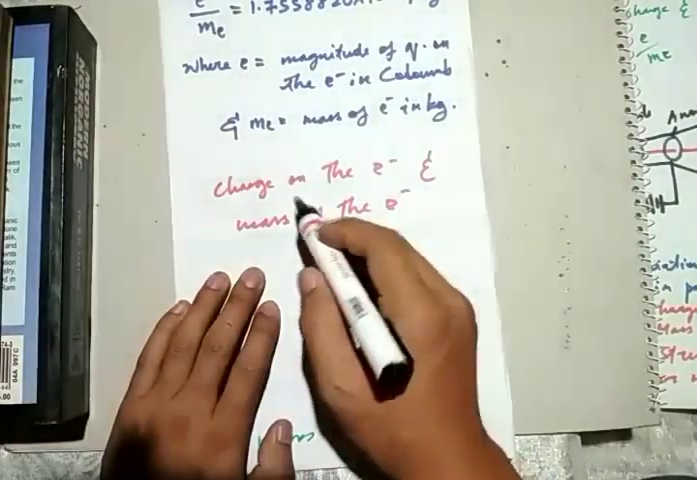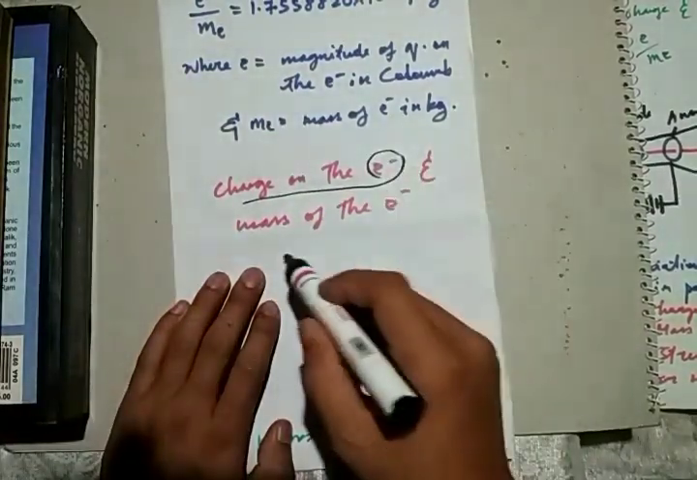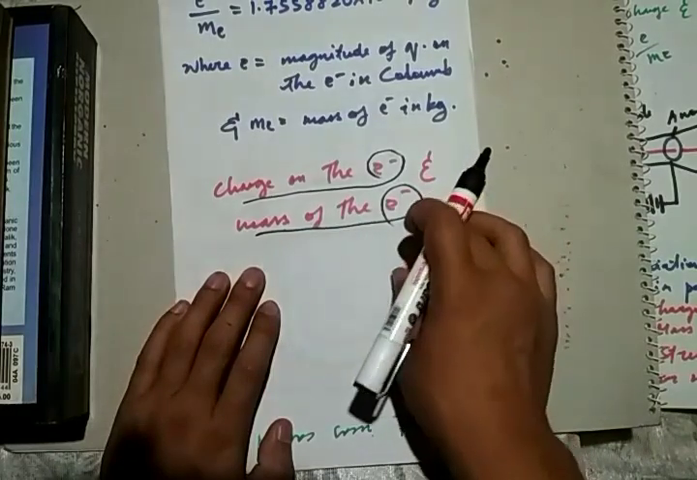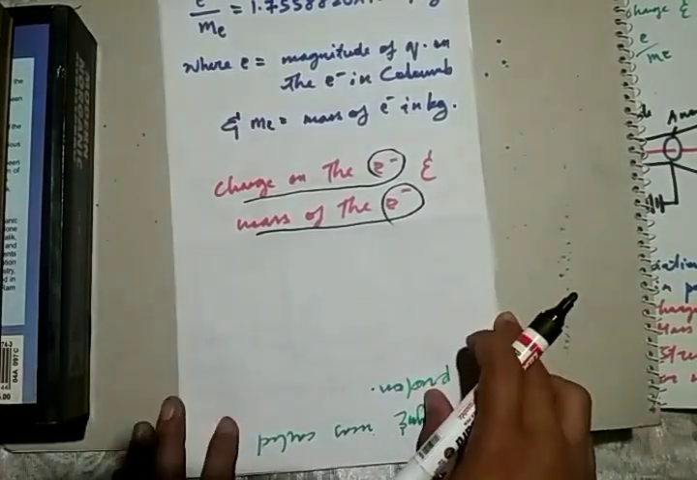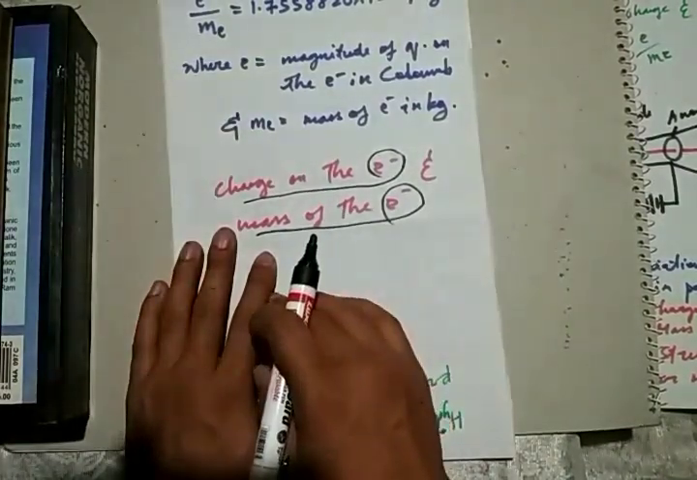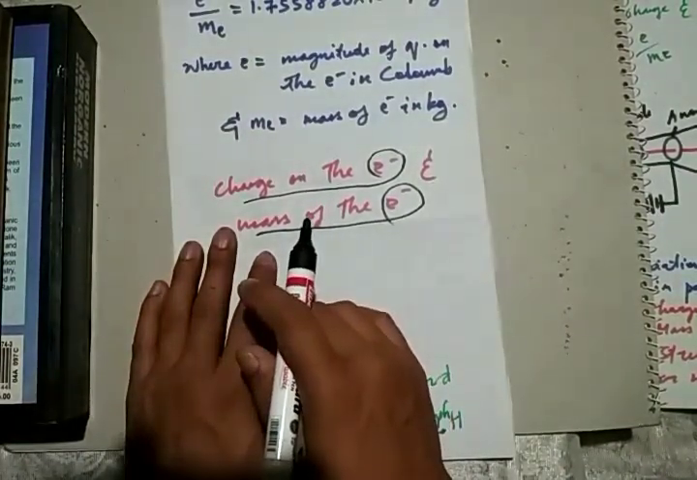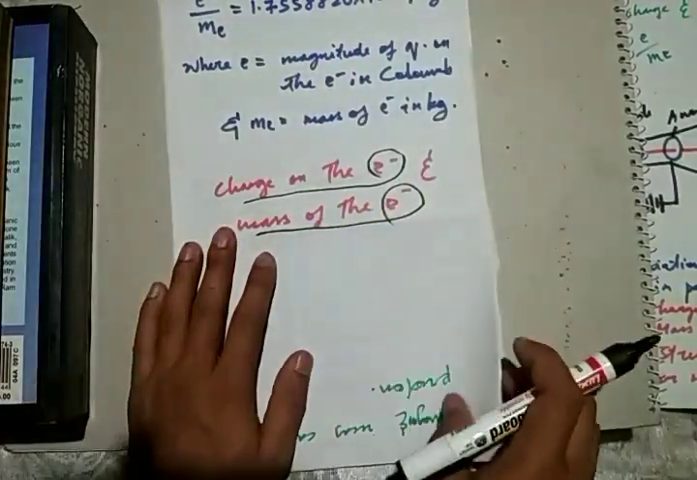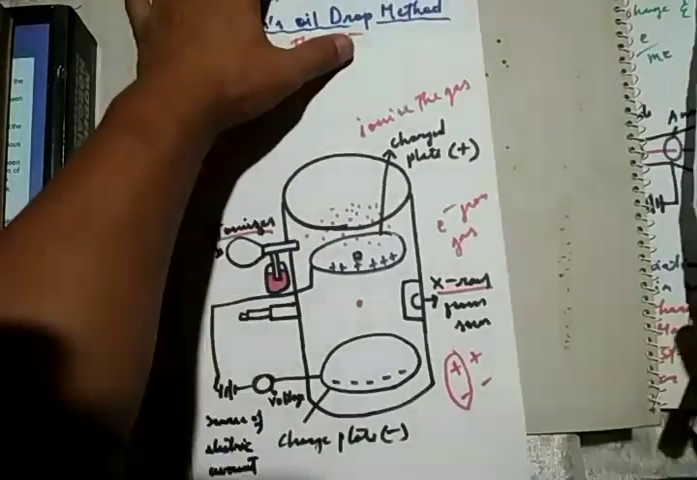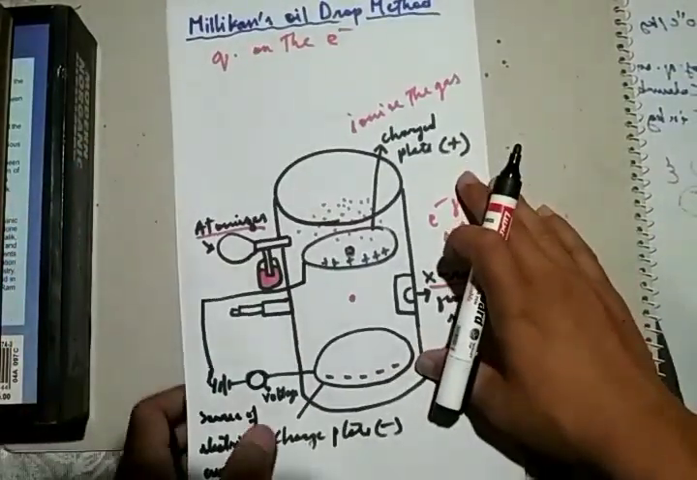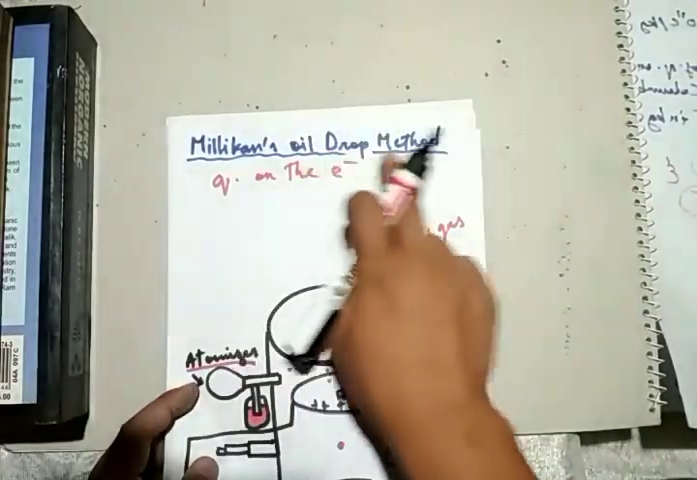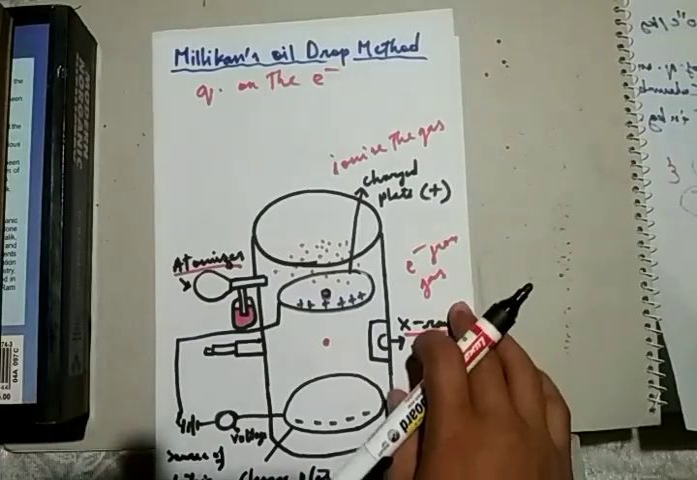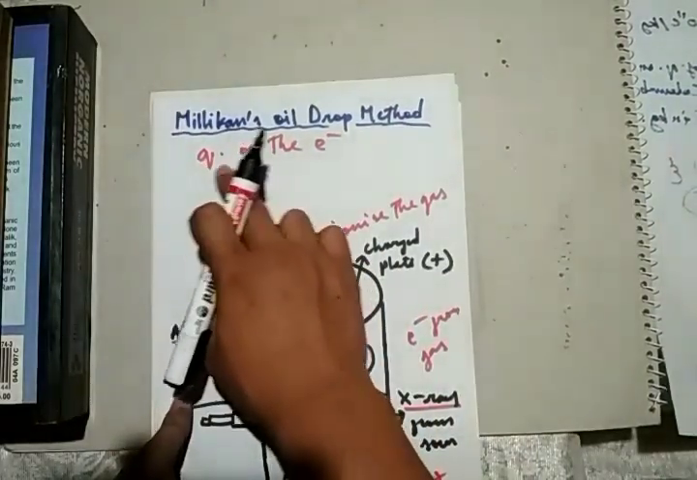However, the exact values of the charge on the electron and the mass of the electron were not given. So in the next experiment, a scientist called Millikan was able to give the charge on the electron through his experiment known as Millikan's oil drop method. So he was able to give the value of the charge on the electron.